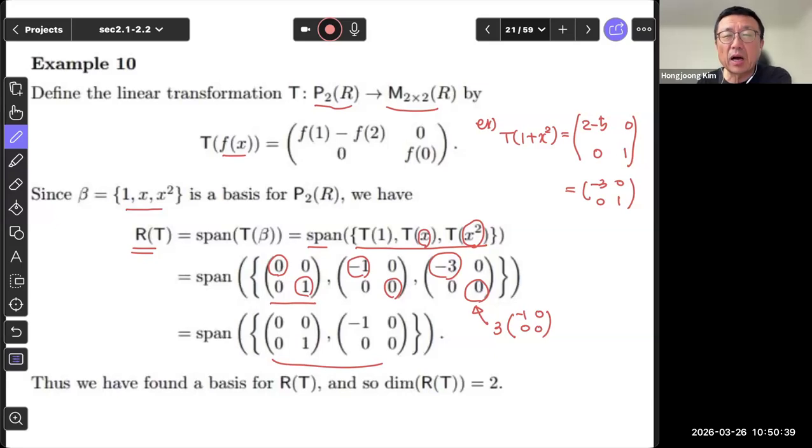Now these two matrices are linearly independent because no matter what you multiply to the first matrix, you cannot obtain the second matrix, because the second matrix has a nonzero value in the first row, first column, but the corresponding entry of the first matrix is 0. In a similar way, no matter what you multiply to the second matrix, you cannot obtain the first one because the second matrix has 0 in the second row, second column, but the corresponding entry of the first matrix is 1. So these two matrices are independent.